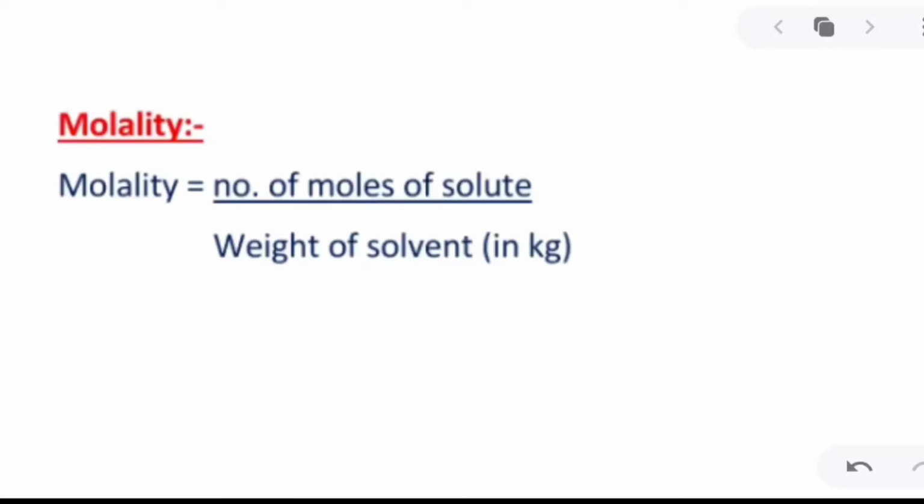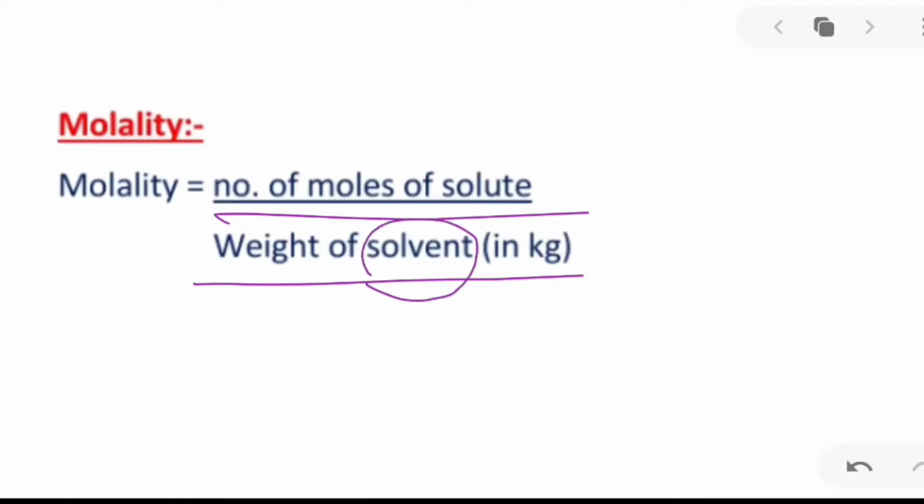ठीक है, तो molality का फॉर्मूला क्या है? Number of moles of solute divided by weight of solvent in kg. Remember that it is the weight of the solvent and it is taken in kg and it is represented by small m. Molarity was represented with capital M and molality is represented as small m.